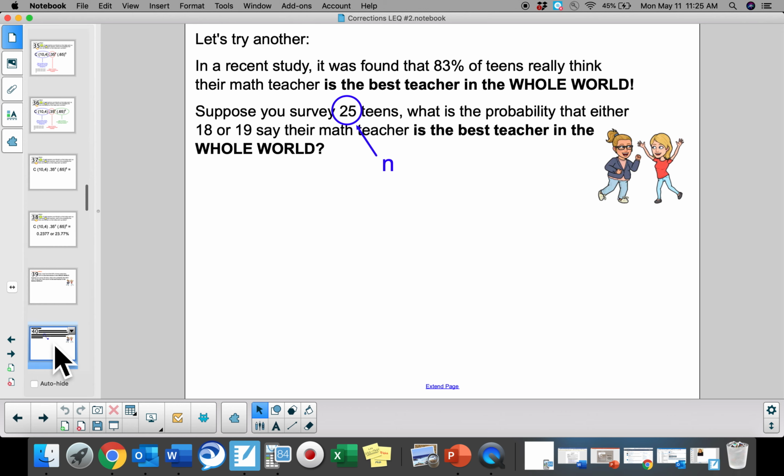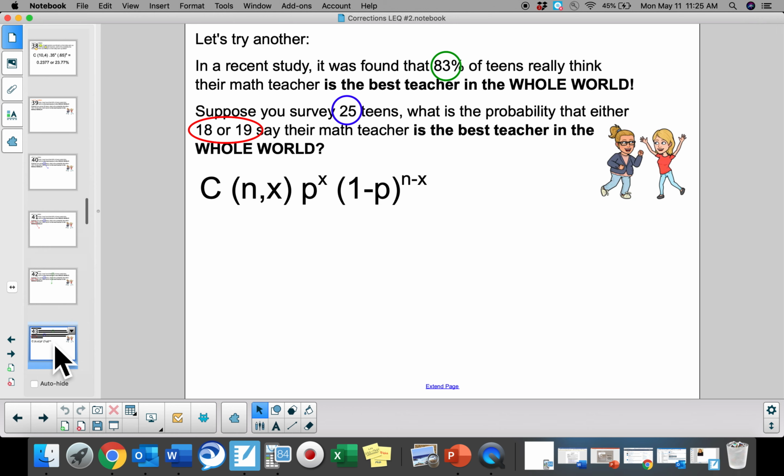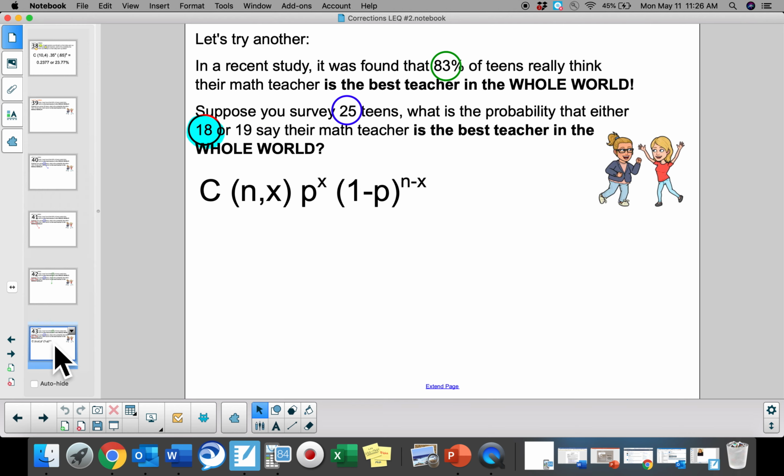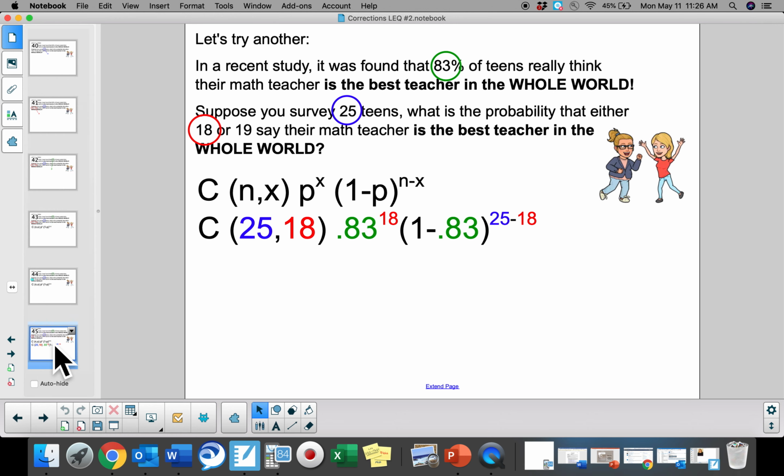First, we're going to find the N. Then we're going to find the X. Uh-oh, there's 2 of them, so we're going to have to do 2 problems here. That's okay. Lastly, we're going to find the P. Now we're going to write our equation, and we're going to insert the N. We're going to do the 18 first for the X, and type in the 0.83 for the P.